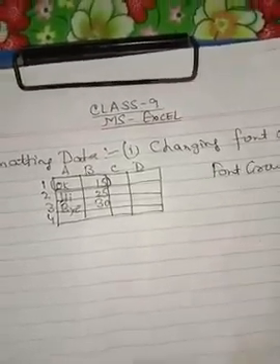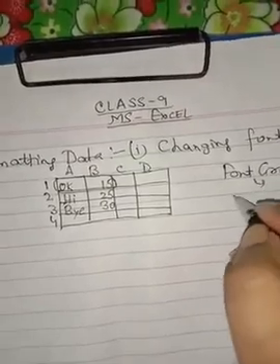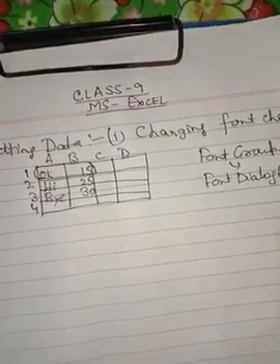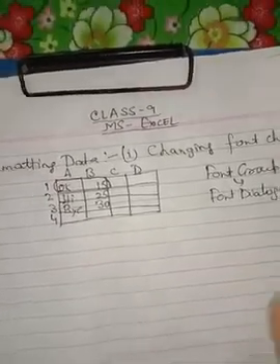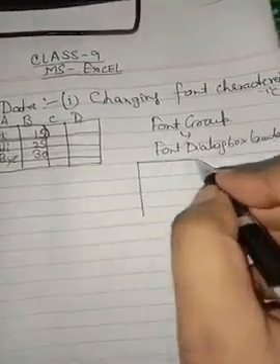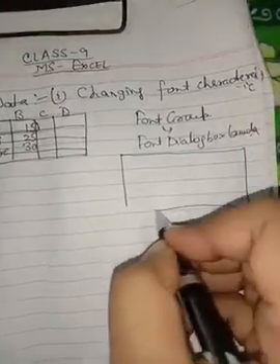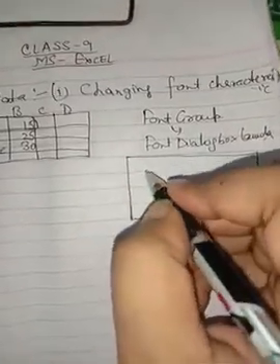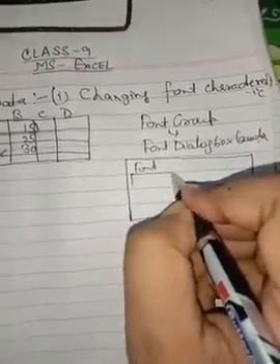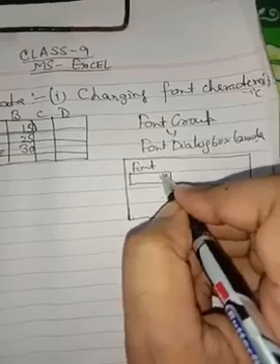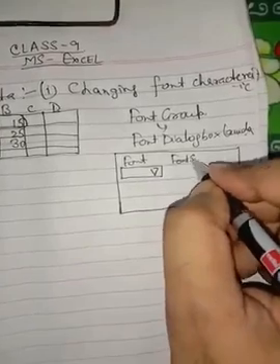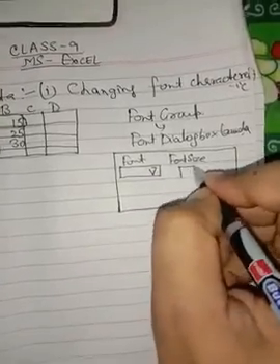And in the font group I click on the font dialog box launcher. A dialog box of this type appeared on the screen. Here we have the option of font, the different types of font styles that are available over here. We can select any of the font styles over here. Next we have font size. We can select the font size over here.